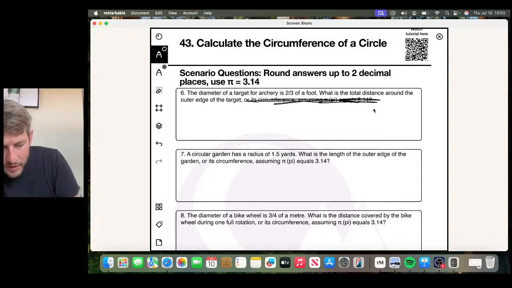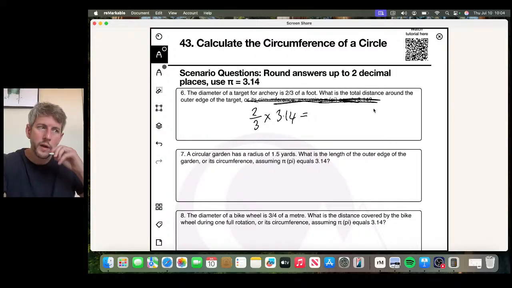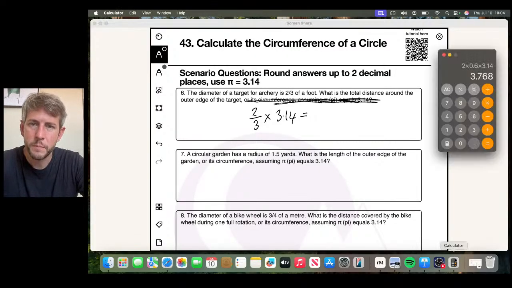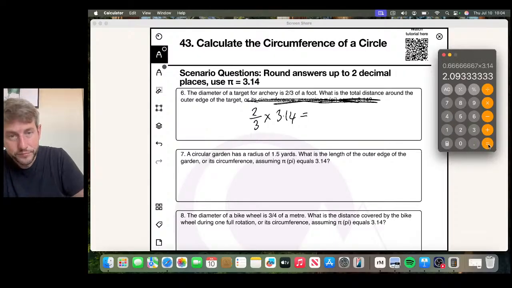So we've got here 2/3 of a foot. 2/3 is the diameter. So 2/3 times 3.14. If you've got a calculator with a fraction button, perfect. If you don't, all you do is you do 2 divided by 3. Press equals. Then we've got 2/3 as our number that's stored, and then we can multiply that by 3.14. And that's 2.09. Okay, and that's feet.